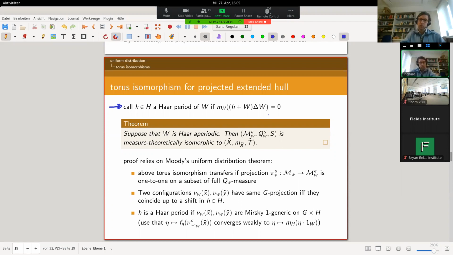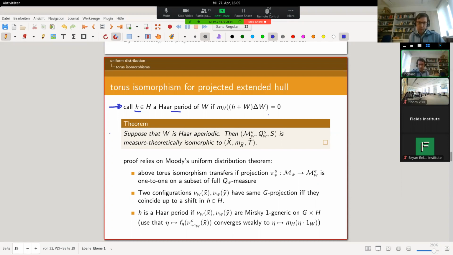So we need a useful notion of a window period here. And what we need is actually a measure theoretic window period. So H is called a measure theoretic period of the window if, taking W and W plus H, the symmetric difference is measure zero. This is some sort of generalization of topological periods, which people have used quite a bit.